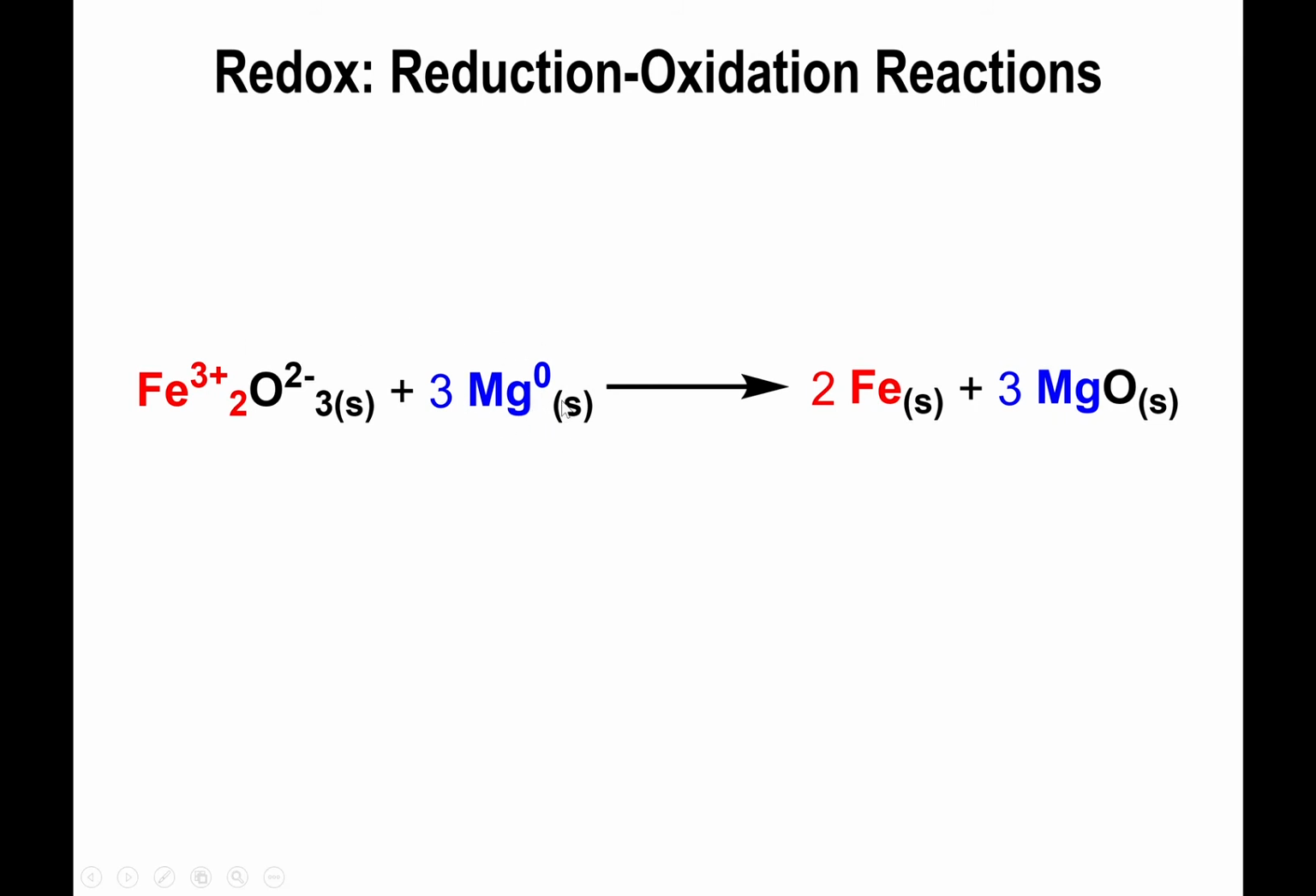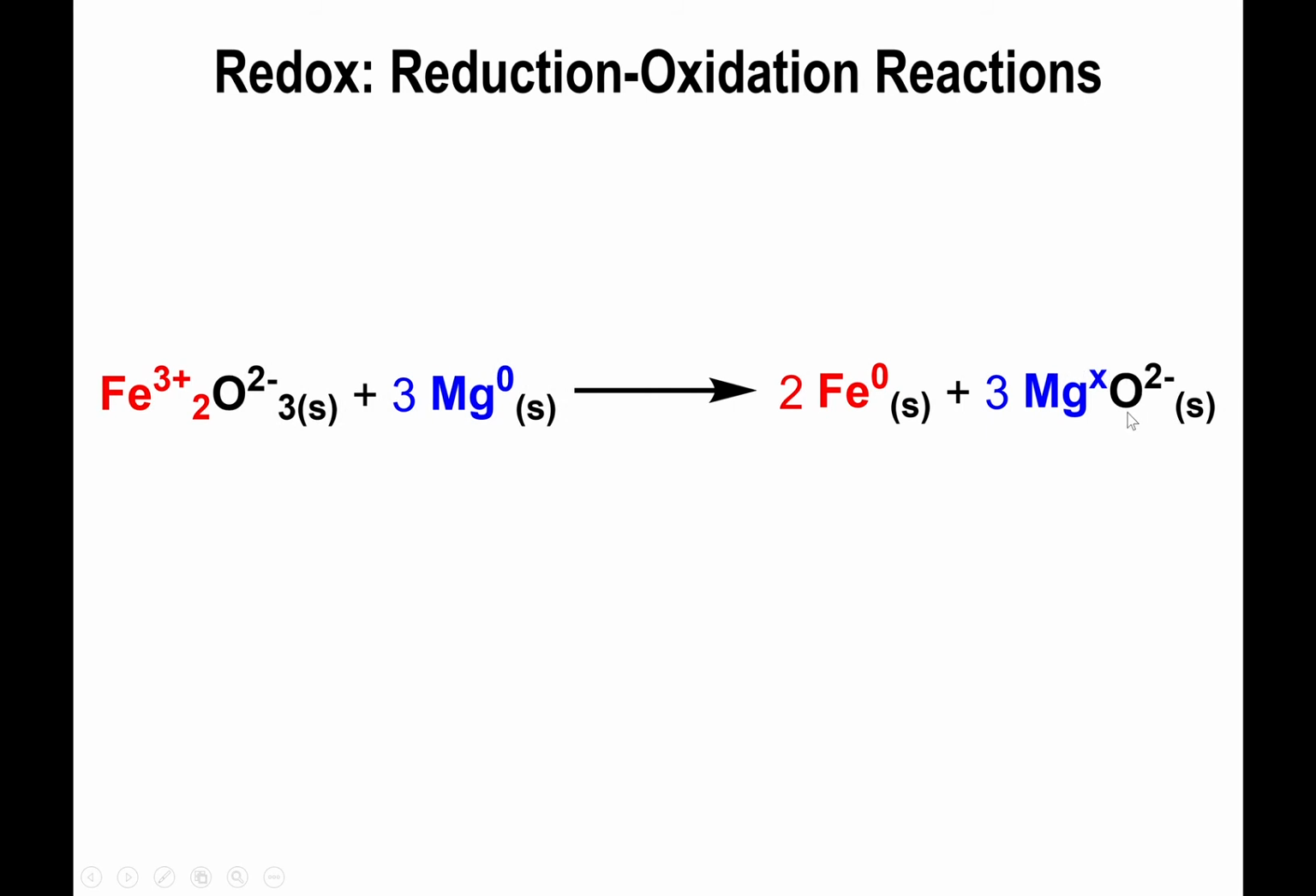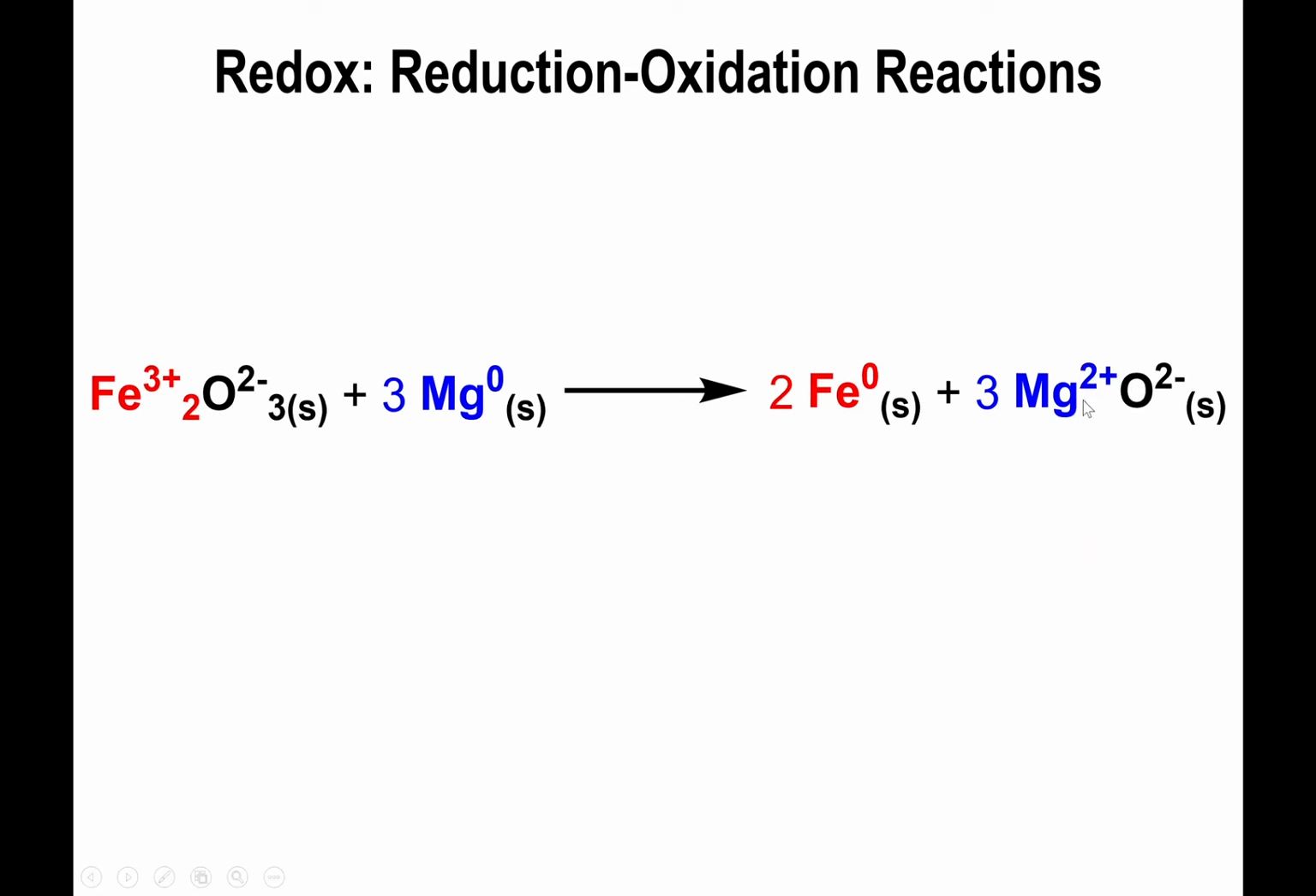Magnesium by itself, with no actual charge written, is automatically implied to have a charge of 0. Same thing for iron on the product side. And magnesium on the product side, if you don't know the charge, you could do the same thing. Oxygen will be 2 minus, put an X for magnesium, but hopefully by now you remember that magnesium is a group 2 element, so you should end up with a charge of plus 2 on magnesium.